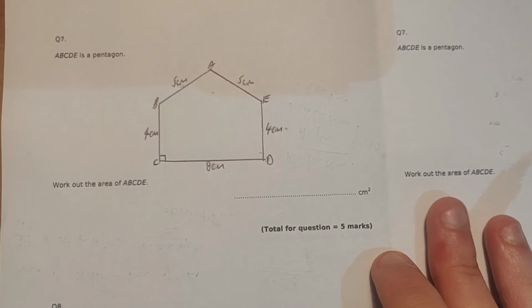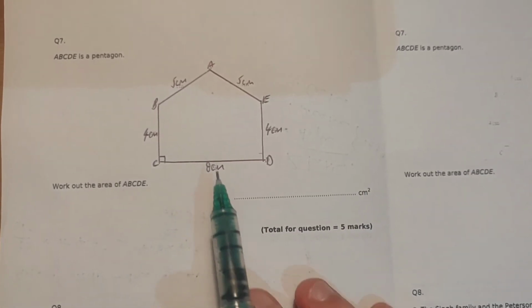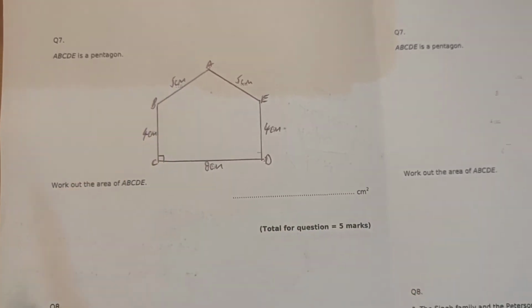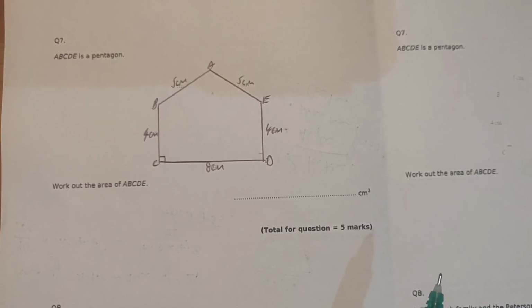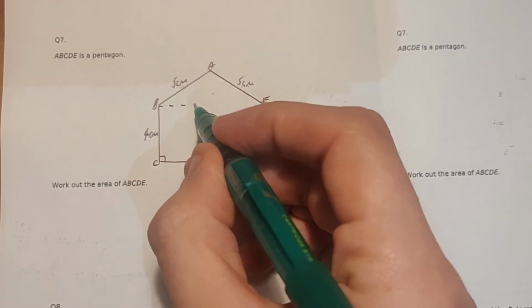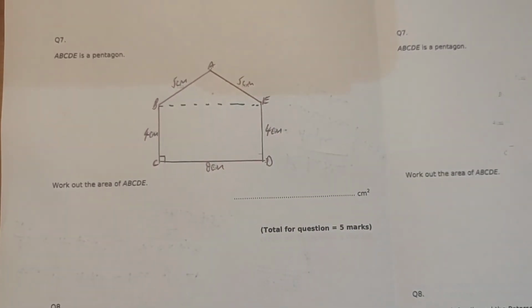Okay, question 7. Again, it's one I've had to redraw, so if this is unclear, then make sure you look at your version. It just says work out the area of A, B, C, D, E. This is one of those questions where they don't give you much, so you have to work it out yourself. Now, hopefully some of you will have drawn a line here. Okay, so I've got two areas I need to find. I've got a rectangle and a triangle.